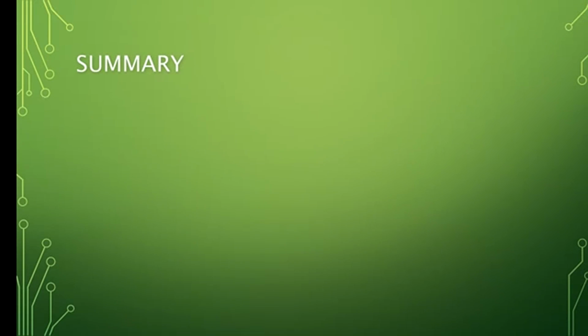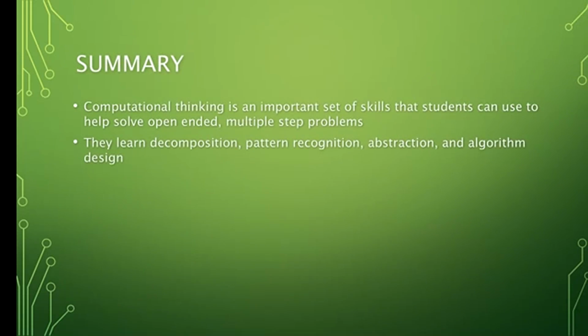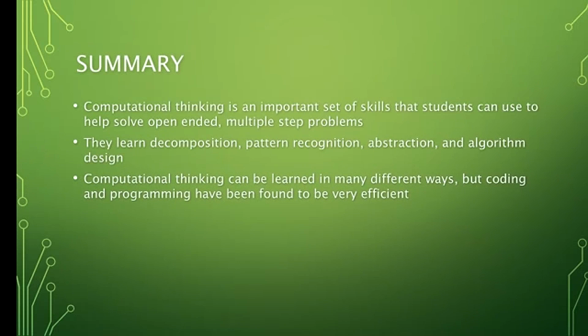All right, let's review what we've learned today. Remember that computational thinking is an important set of skills that students can use to help solve open-ended, multiple-step problems. They learn decomposition, pattern recognition, abstraction, and algorithm design, which leads to many other skills and characteristics that allow students to be more efficient problem solvers. Computational thinking can be learned in many different ways, but coding and programming have been found to be very efficient.